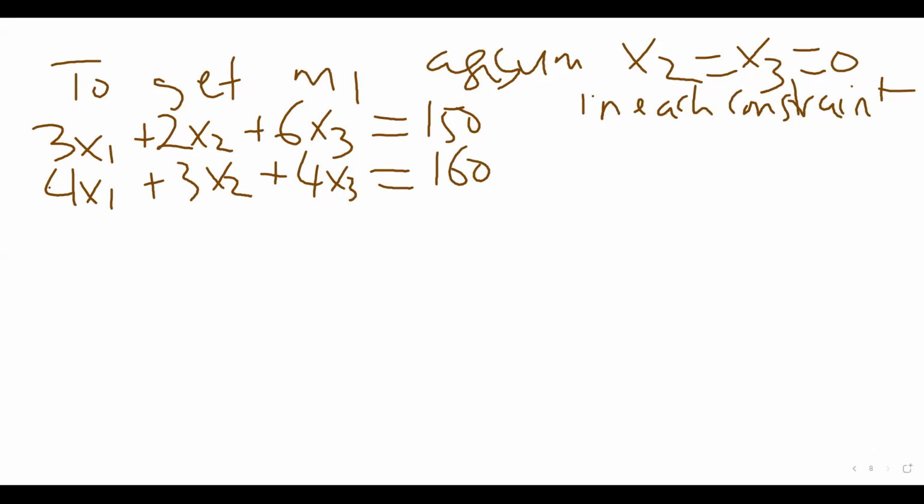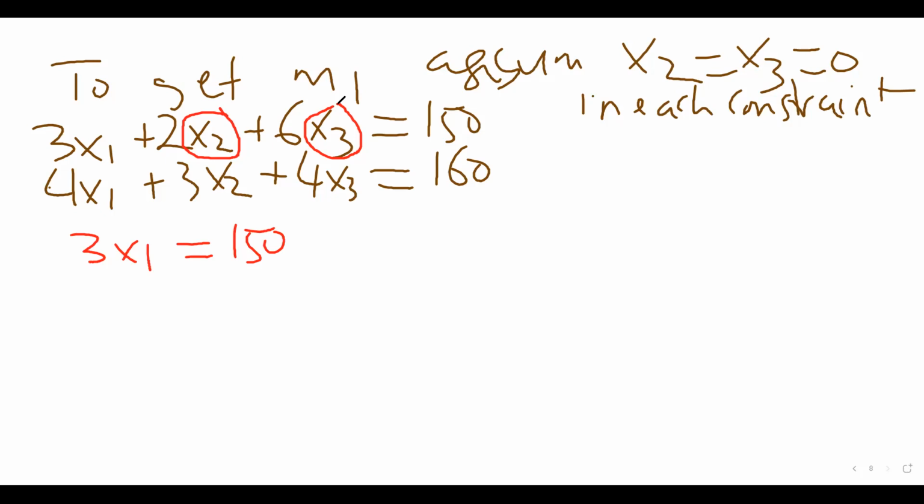So this is what we are going to do. Wherever we find x2 and x3, we are going to have it as 0. Watch it here. At this time, we are going to calculate the value of x1. Wherever we see x2 or x3 here, we'll put 0 there. So to get x1, if these are 0, then we are going to have 3x1 equal to 150. Do you all agree? Excellent.